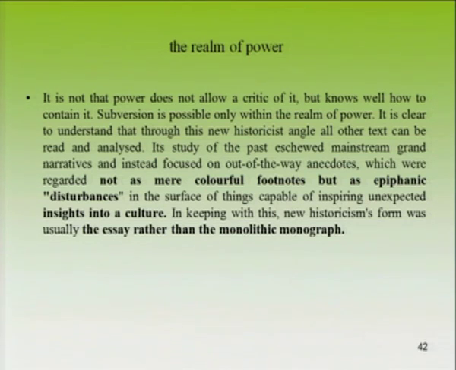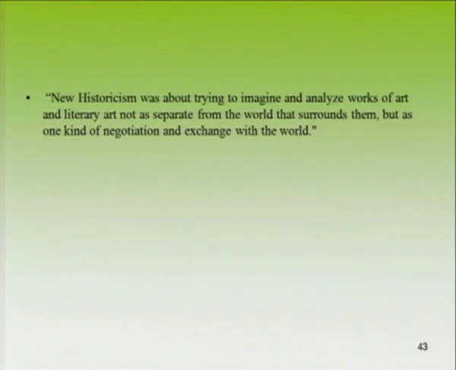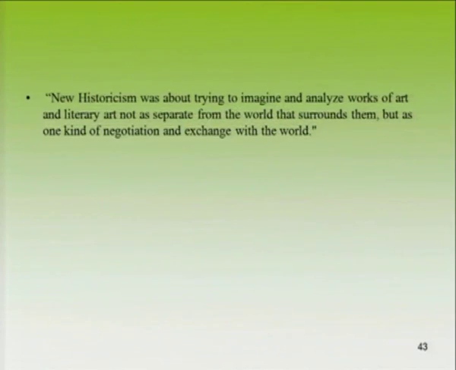In keeping with this, new historicism's form was usually the essay rather than the monolithic monograph. Therefore, we will go later into this, where in the journal Representations Stephen Greenblatt had himself shown how it is through the essay form, which was itself incomplete. At the same time, it was not something dogmatic, but it was in the essay form that new historicism could come out in practice. Therefore, new historicism was about trying to imagine and analyze works of art and literary art, not as separate from the world that surrounds them, but as one kind of negotiation and exchange with the world.